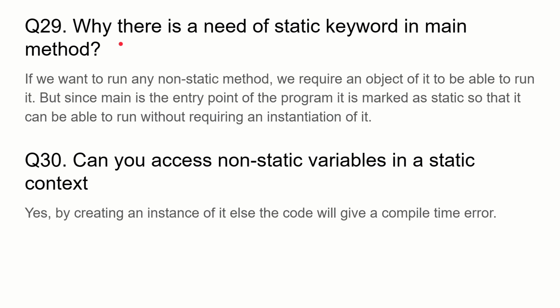So another important question, why is there a need for the static keyword in the main method? As we have seen in the earlier question, if we want to run any non-static method, we require an object of it to be able to run. But since main is the entry point of the program, and by this point we do not have any object of any class, that's why it is marked as static so that it can run without requiring an instantiation of it.